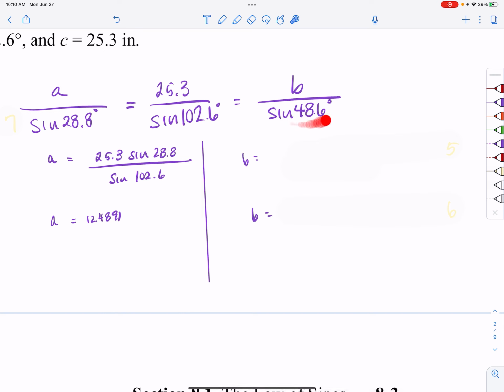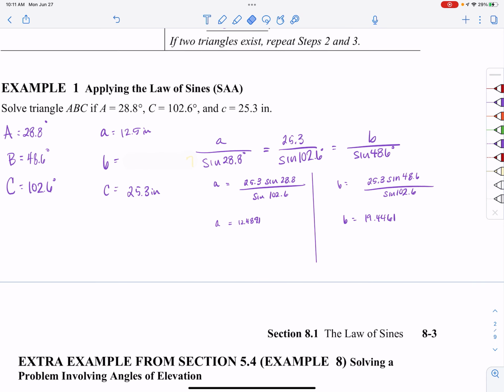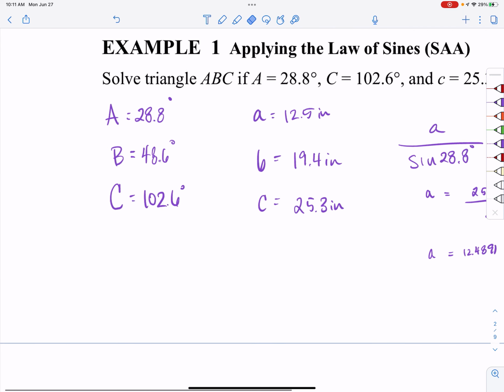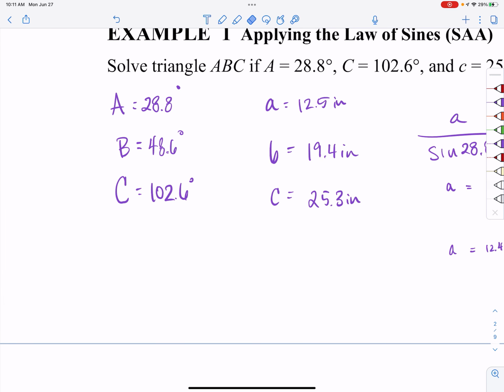So once again, I'm going to multiply on both sides by this guy. And so what I'll type into my calculator is this. And then my calculator will spit out at me 19.4461. And so I can, again, round to the nearest tenth because that's what the rest of the information did for me. So side B, 19.4. And one thing before I leave this example, I always look at my answers to be sure that they make sense. Let me show you what I mean.